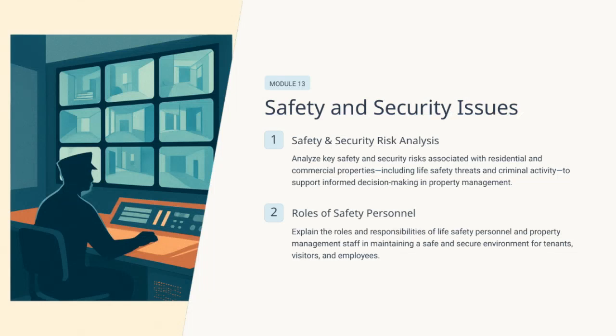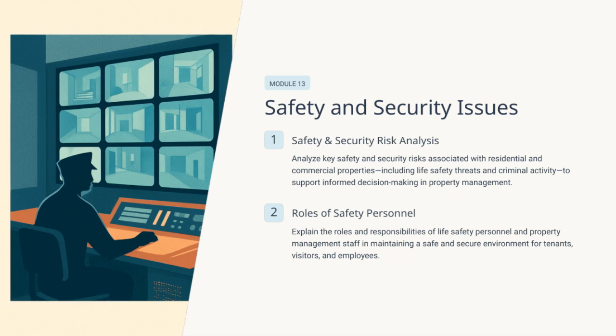Now, let's take a closer look at the roles and responsibilities of life safety personnel and property management staff in creating a safe and secure environment for everyone, whether they're tenants, visitors, or employees. First, safety personnel play a crucial role in identifying and addressing potential hazards. They're responsible for implementing safety protocols, conducting regular inspections, and ensuring that safety equipment is in proper working order. Their goal is to prevent accidents before they happen and to respond effectively if an emergency arises.